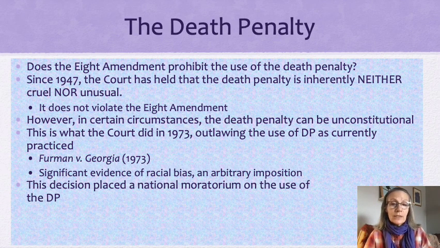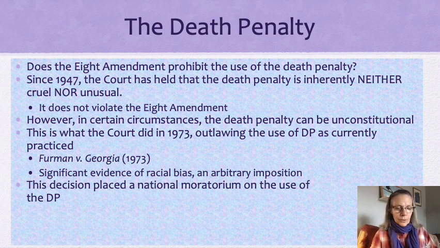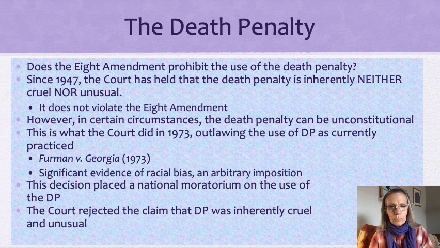And so the decision in Furman v. Georgia basically places a hold, a stop, or a moratorium on the use of the death penalty, right? And so that's why those graphs start at 1973 and in 1977, as we'll see in a moment, because there was a moratorium from 1973 until 1977 on the use of the death penalty in the United States.